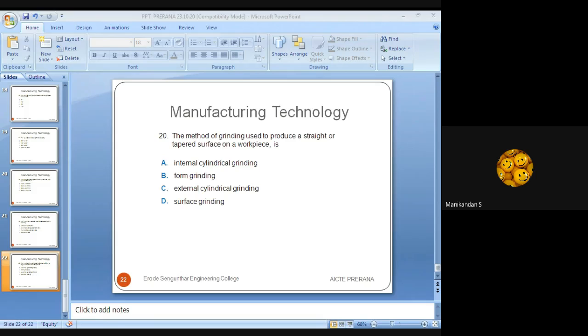Form grinding is a specialized type of cylindrical grinding where the grinding wheel is the exact shape of the final product.